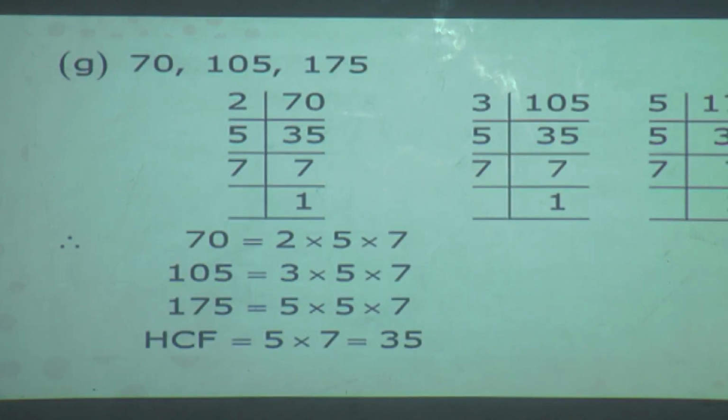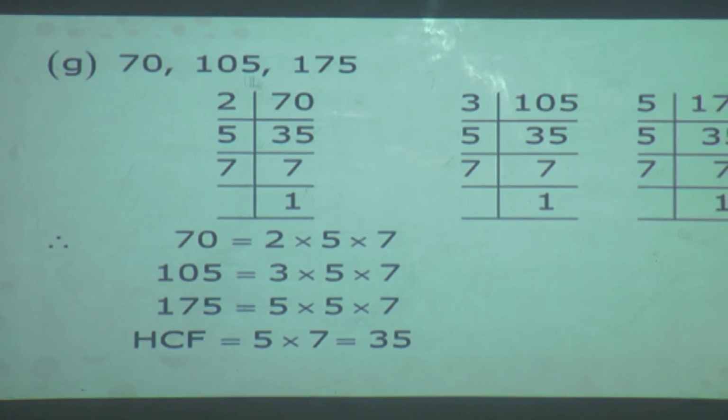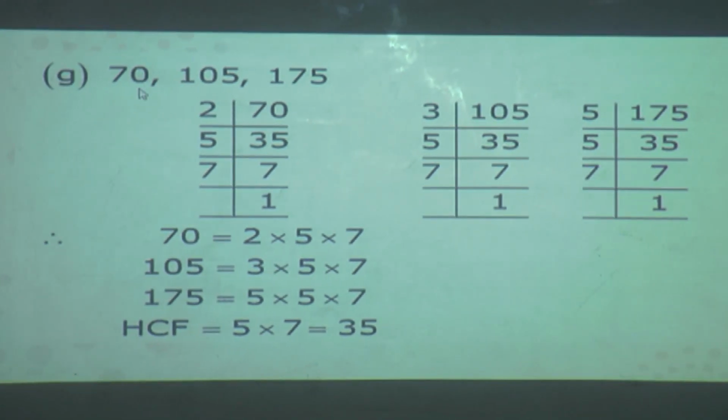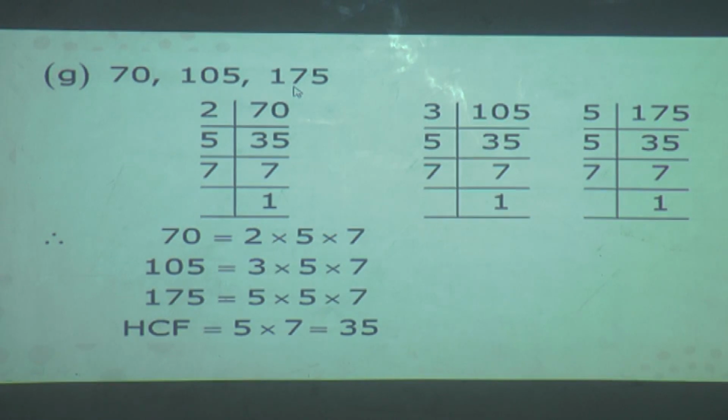Now we are going to find the HCF of 3 different numbers. So let us solve all the prime factors for 3 different numbers. First we will take 70. In ones place we have 0. So 2 3s are 6. 7 minus 6 is 1. 1 and 0 becomes 10. So 2 5s are 10. Now we have 35.